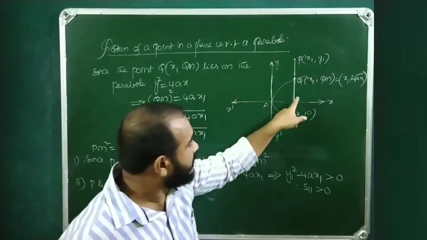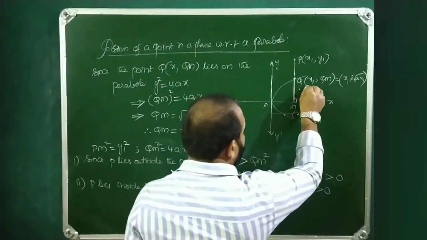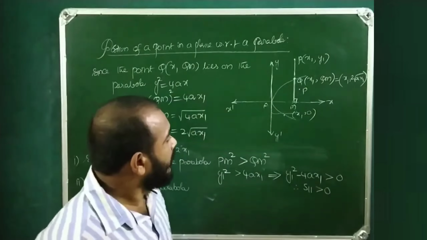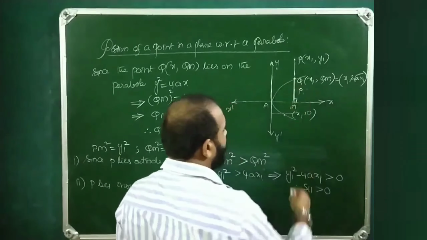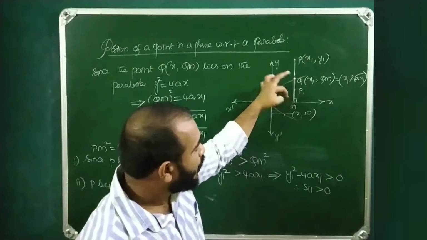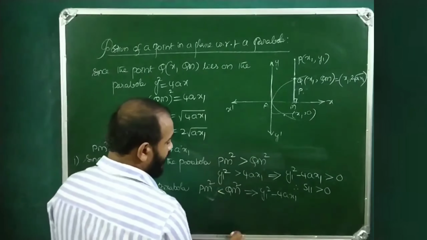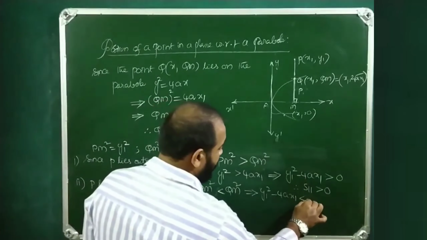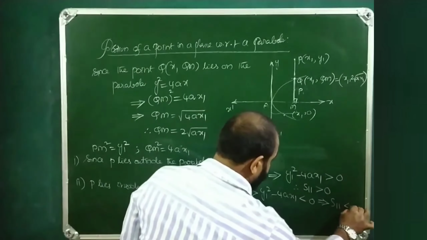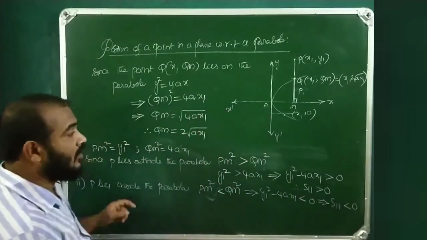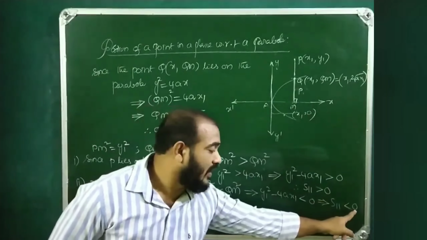So if P lies inside the parabola, for example, take this P here, then PM is less than QM. PM square is less, that is y1 square minus 4x1 is less than 0. That is S11 less than 0. Therefore, if P lies inside the parabola, then S11 is less than 0.